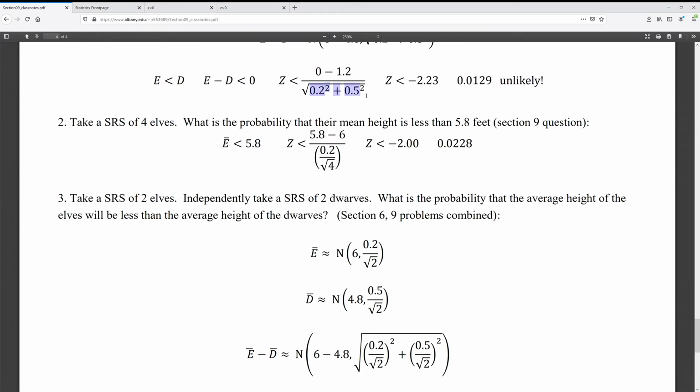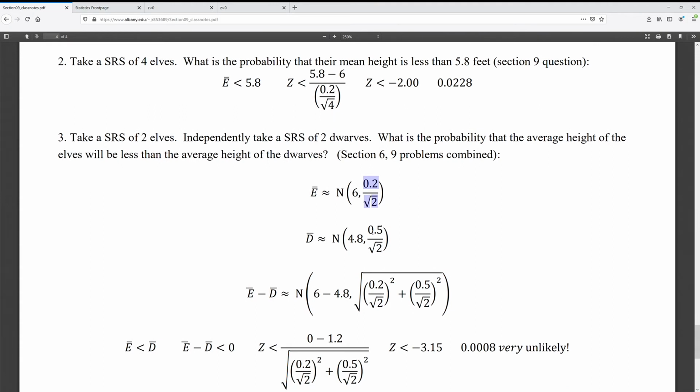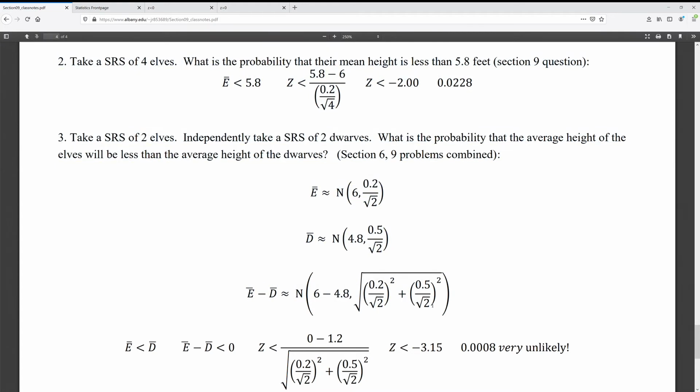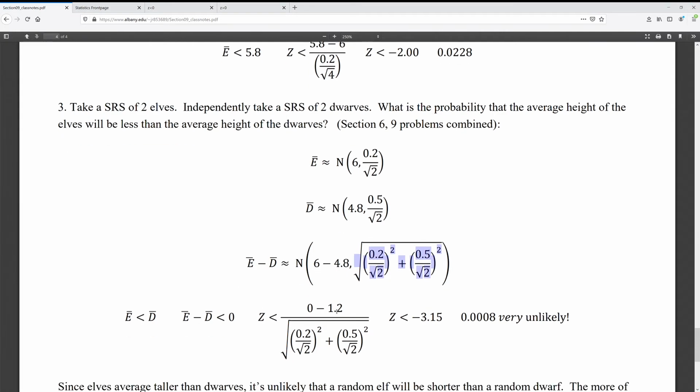As for the standard deviations, it's exactly like what we did in the first problem, only the numbers are a little worse. We'll take the standard deviation of E bar and the standard deviation of D bar, square them, add them, take the square root. So in all of its unrounded glory, here it is. But if you prefer, it's approximately 0.1414 squared plus 0.3536 squared, and then square root it. And then negative 1.2 divided by that.